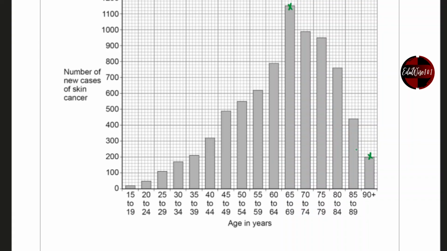So if you haven't actually had skin cancer, then you're not going to develop new cases of skin cancer in your 90 plus, because the chances are going to be less. That's why it's fallen at 90 plus, because elderly people will not spend as much time outside.